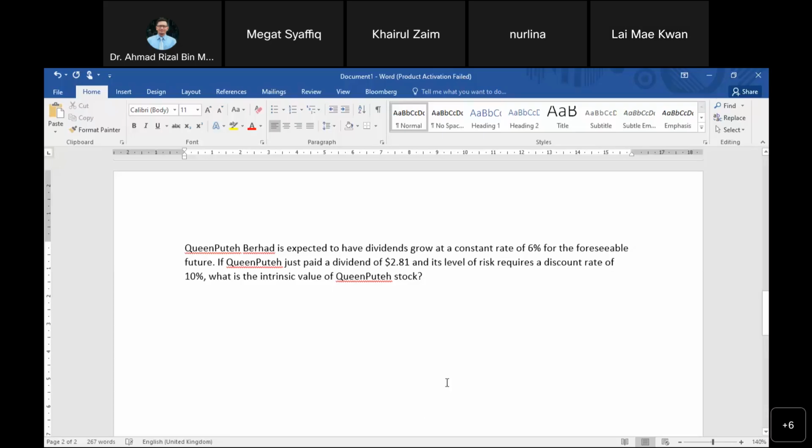Okay. So first, your clue is a constant growth rate of 6%. So you know you have to use the constant growth dividend model, right? Where P0 equals D1 divided by K minus G. You start with the formula first. Now, what is your G? Your G is 6%. This is your constant growth. Next, you know your K is 10%.